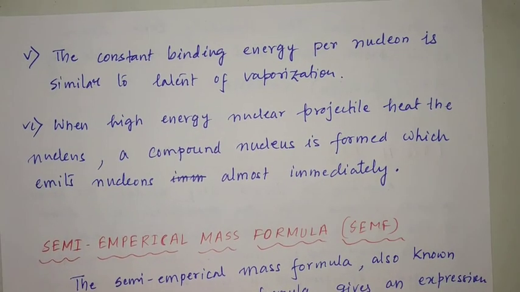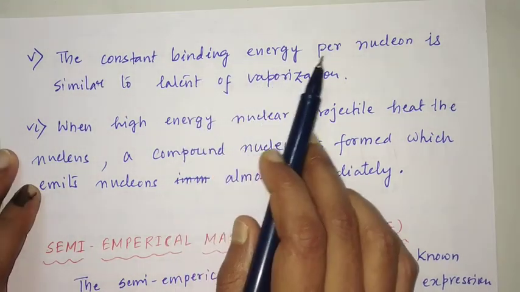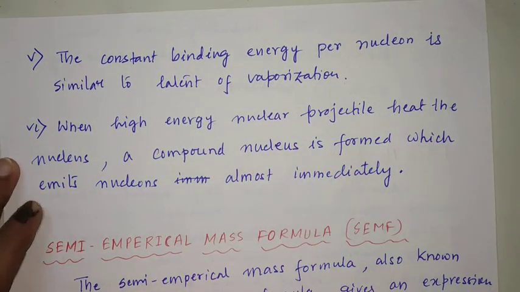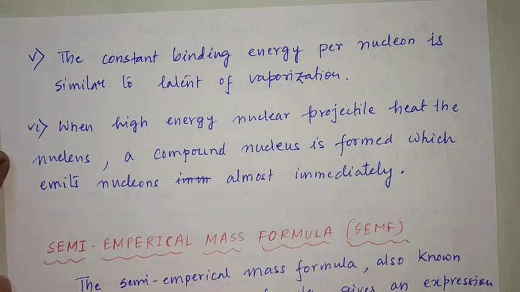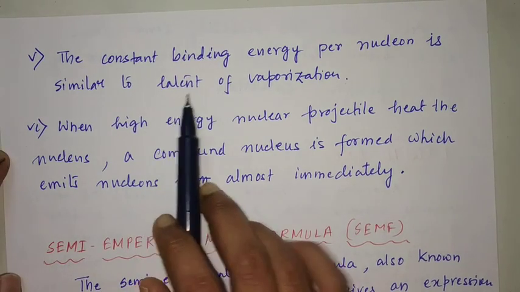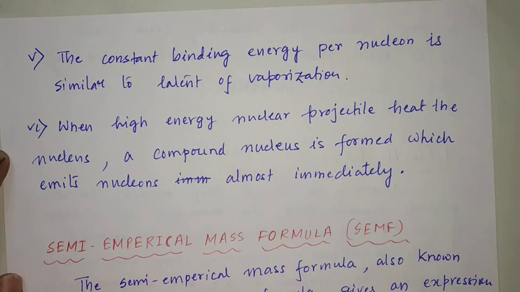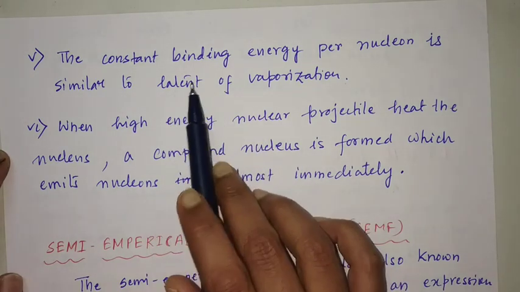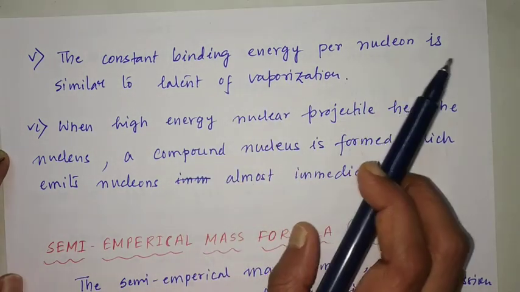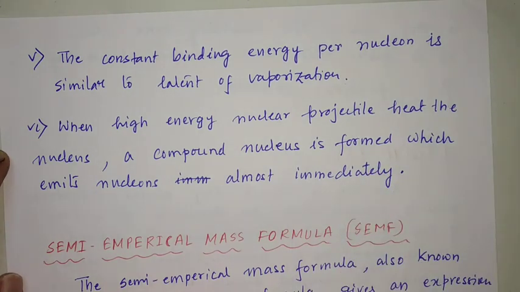Now one more similarity is the constant binding energy per nucleon. So for a particular nucleus, the binding energy per nucleon is a constant quantity. It is similar to the latent heat of vaporization. So for a particular liquid, the latent heat of vaporization is a constant quantity. You need to supply a certain amount of energy to the liquid so that vaporization starts and the liquid molecules leave the liquid surface. Similarly, you need to supply a certain amount of binding energy to the nucleus so that the nucleon comes out of the nucleus.